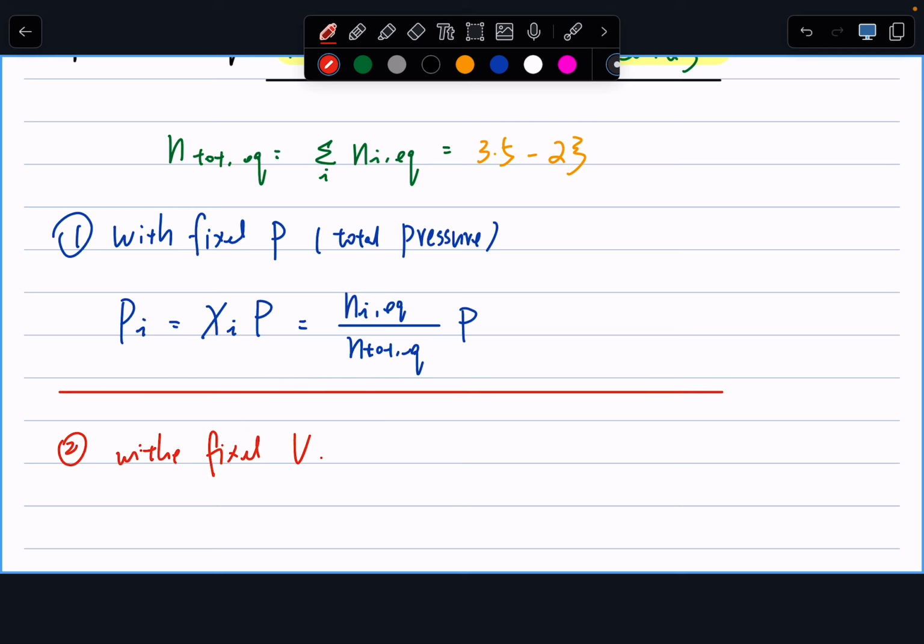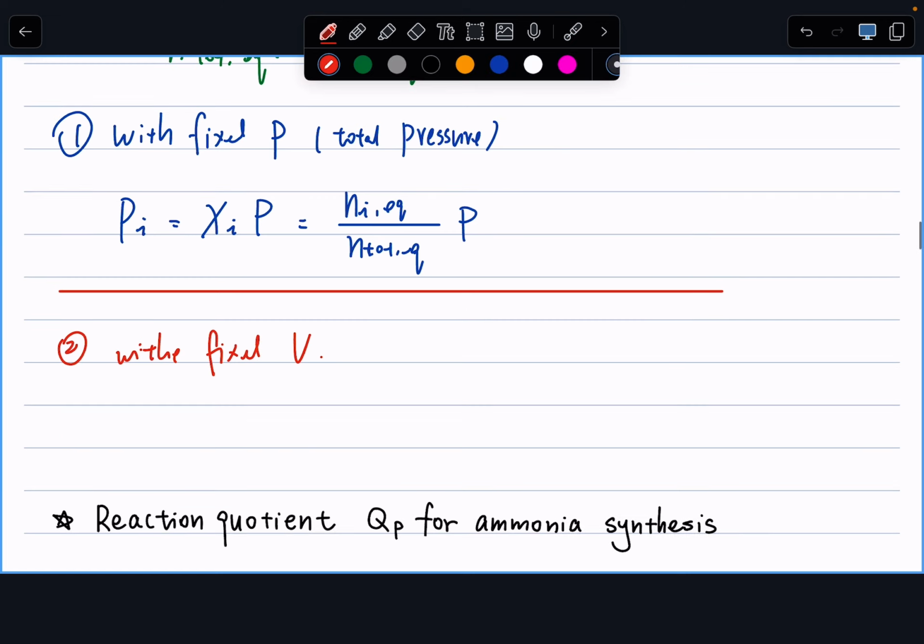So when pressure is fixed, we know that the partial pressure of each species equals to Ni equilibrium over N total equilibrium times total pressure. If the total volume is fixed, that tells us we have PV equals to nRT. So my Pi equals to Ni times RT over V. All right, so in different conditions, we use different equations. For fixed total pressure, you use the top one. For fixed volume, we use the bottom one. And later on, we'll use these two equations for different conditions, whether it's constant pressure or constant volume.